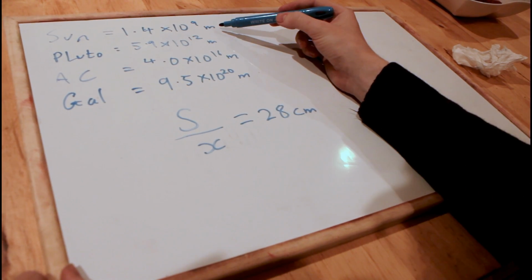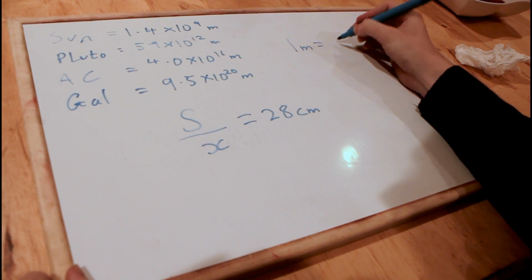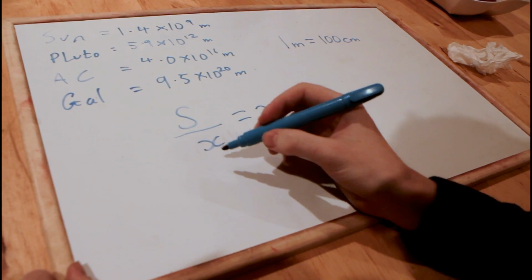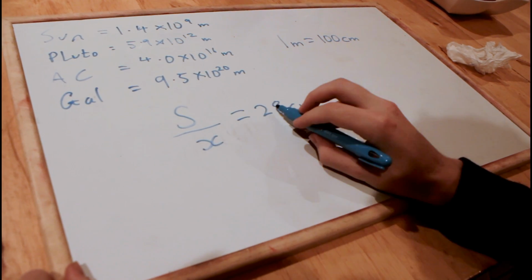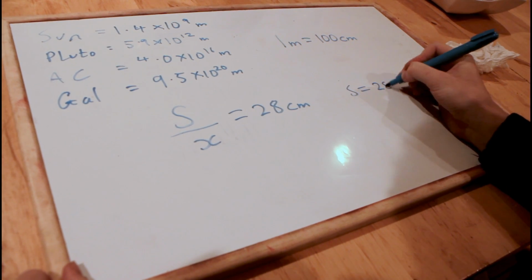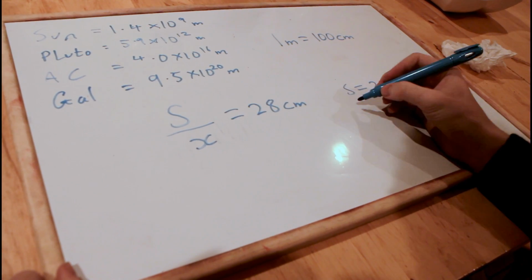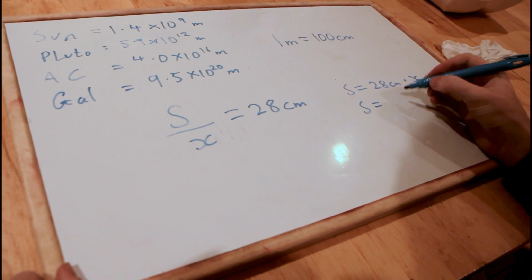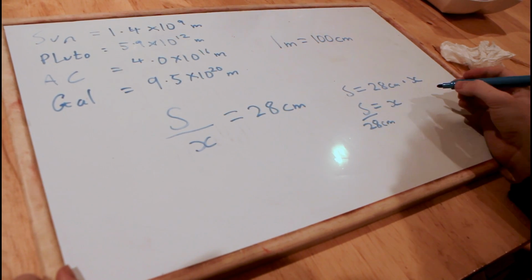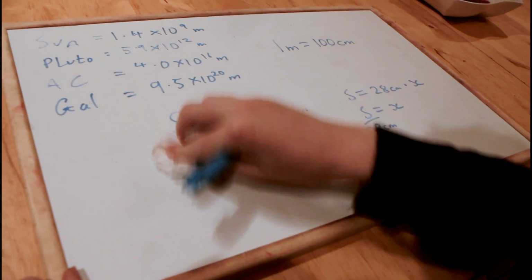Now, an issue here is our units are different, so that's meters, that's centimeters, but it's easy enough to fix because every 1 meter is equal to 100 centimeters. So what we're going to do is rearrange our question by timesing both sides by X. We end up with the Sun is equal to 28 centimeters multiplied by X. And then by dividing both sides by 28, we end up with the size of the Sun is equal to X, and that is divided by 28 centimeters. Our units are still not the same, so let's quickly fix that. We don't need this anymore.